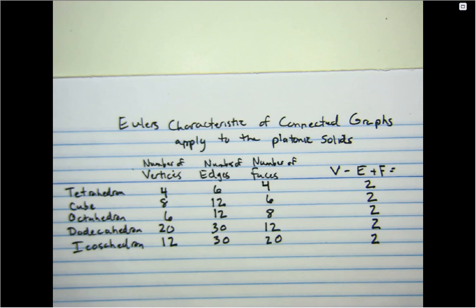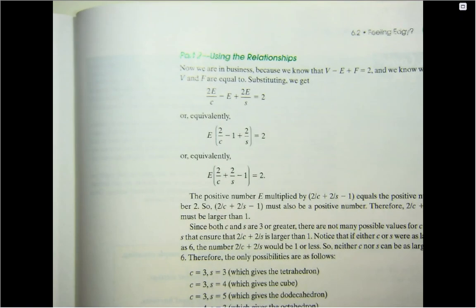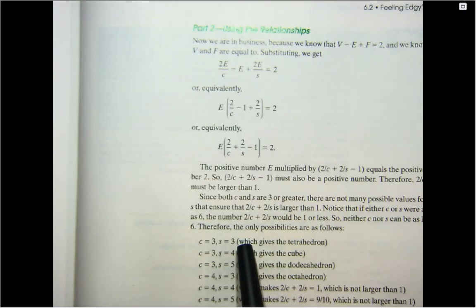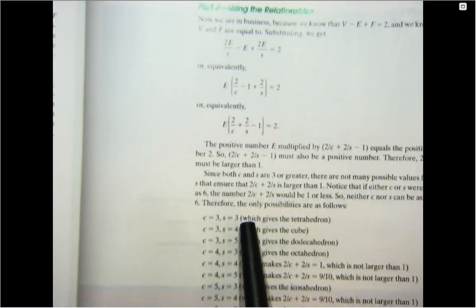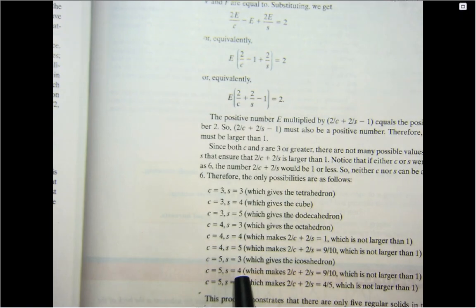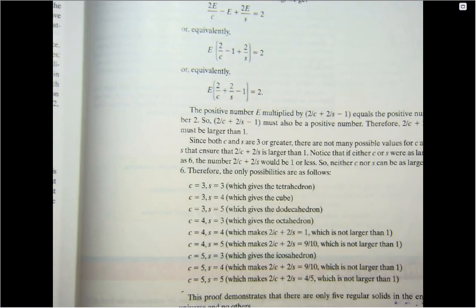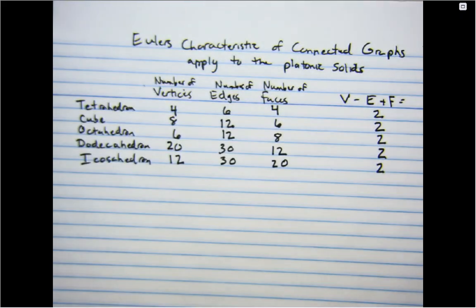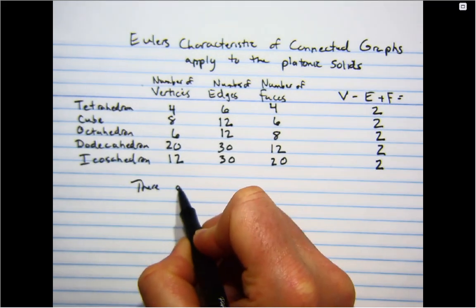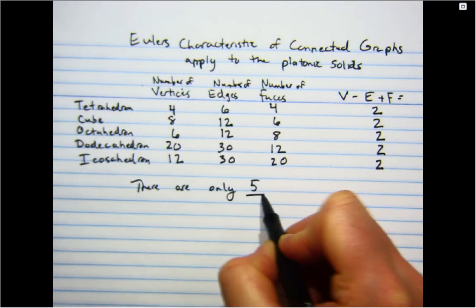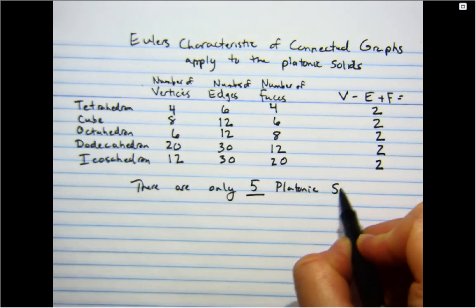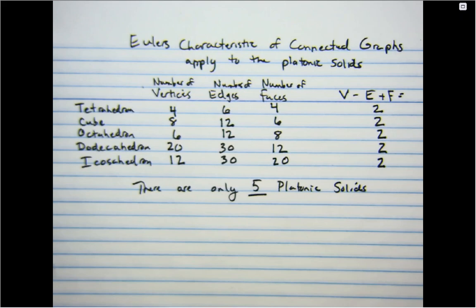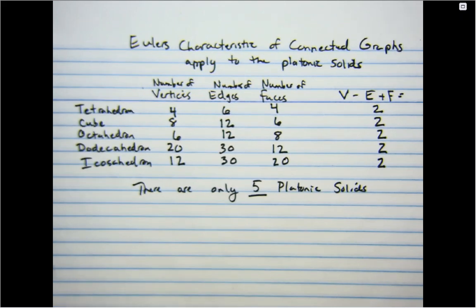we have a way to check, are there any more platonic solids than the 5 that we named? So the last pages of this section go over figuring out all the different possible ways you can have V minus E plus F equals 2. And it turns out, for the platonic solids, there's only 5 possibilities. So there are only 5 platonic solids. And Euler's characteristic of connected graphs is one way to show that. And you can go through that proof if that's interesting to you.